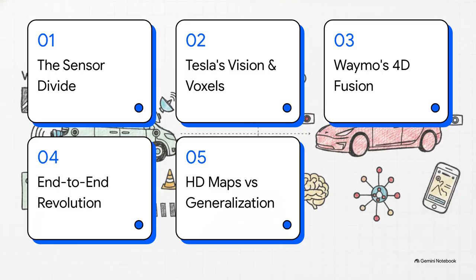Let's dive in. So here's our roadmap for today's deep dive. First, we'll look at the sensor divide. Then we'll break down Tesla's vision and voxels, followed by Waymo's 4D sensor fusion. After that, we're diving into the end-to-end revolution. And finally, we'll wrap up with HD maps versus generalization.